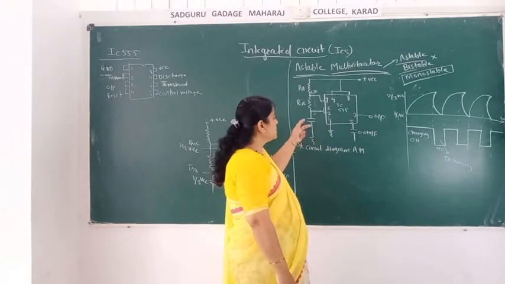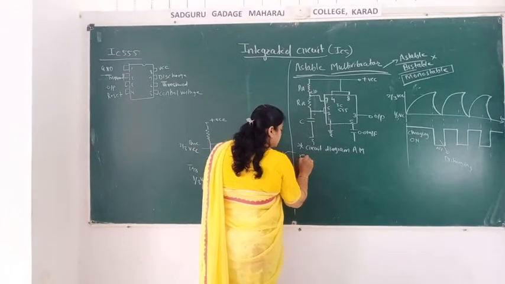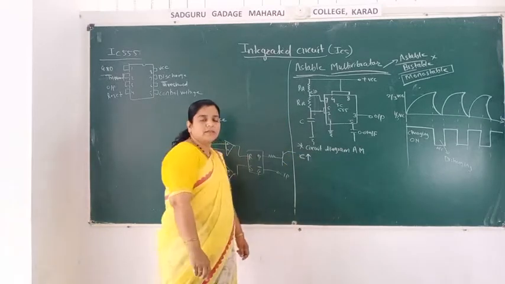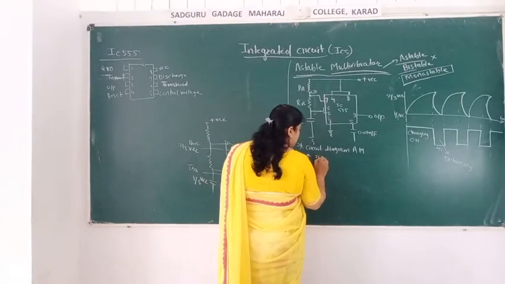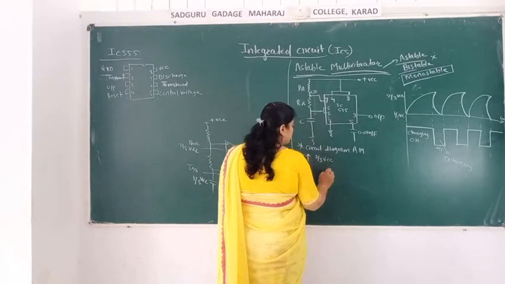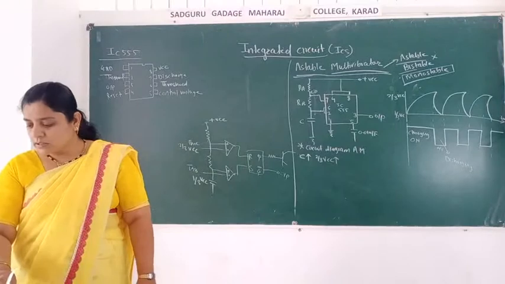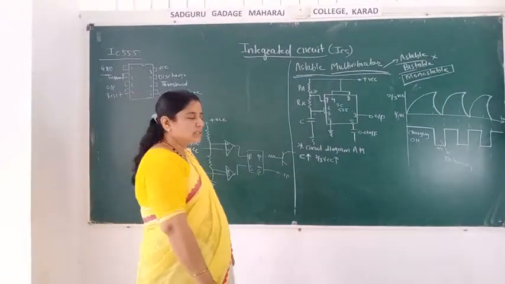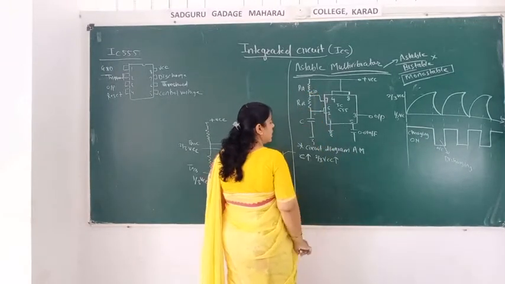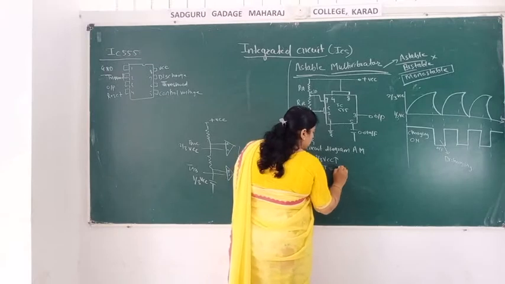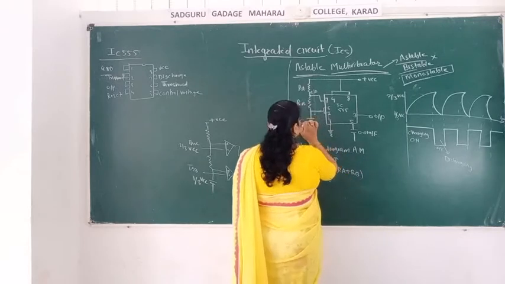What happens here in astable multivibrator? If the voltage is above, the capacitor will be charged. When the capacitor is charged, the voltage will be about 2/3 of VCC. Then this capacitor will be charged, and the charging time of this capacitor depends on this RA and RB. Therefore, the time depends on the values of RA plus RB and this capacitor C.